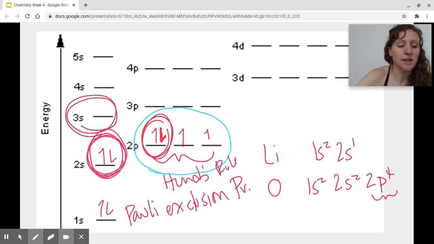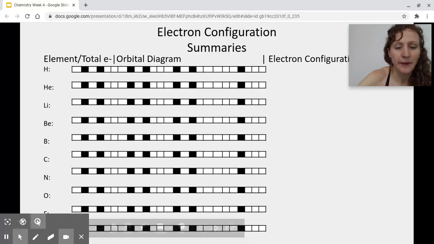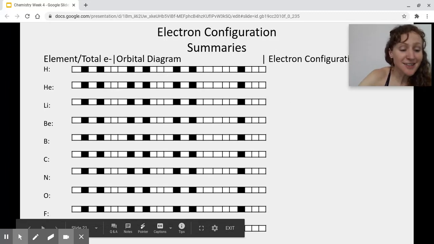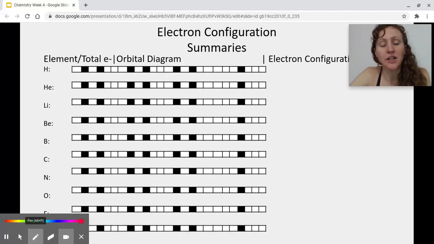I do want to show you that second diagram. It's called an orbital diagram, and it looks like this. It has just a whole bunch of boxes. So it's similar to the energy diagram we just saw, only instead of using lines, it uses boxes.